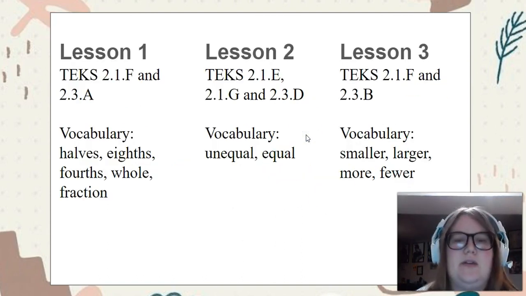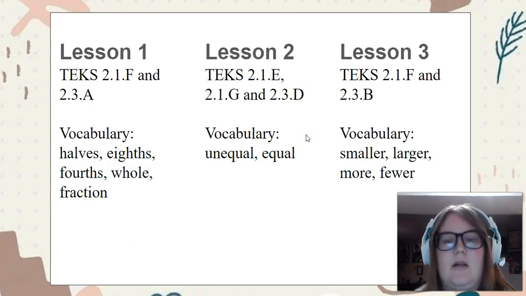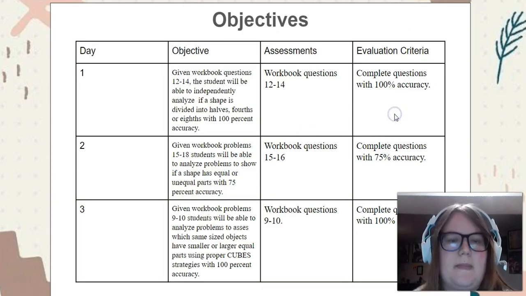Here are the TEKs that I used for each lesson if you want to pause and take a look, along with the vocabulary. These TEKs built off of each other and were a part of our scripted curriculum that we are required to teach in order by the district.